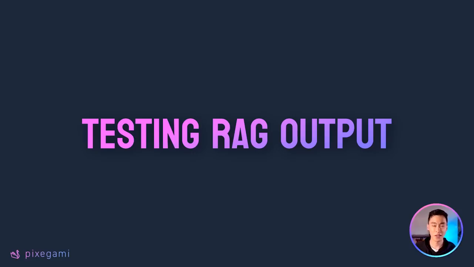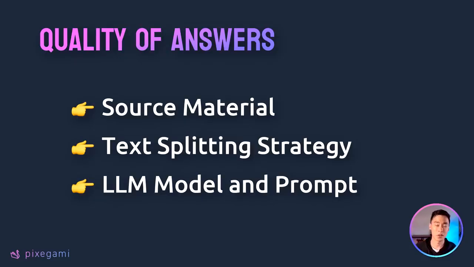We can get it to answer our questions by using the embedded source material, but the quality of the answers we get will depend on quite a lot of different factors. For example, it could depend on the source material itself or the way we split the text. And it will also 100% depend on the LLM model we use for the embedding and the final response. So the problem we have now is, how do we evaluate the quality of responses? This seems to be a subjective matter. Let's see if we can approach this with unit testing.